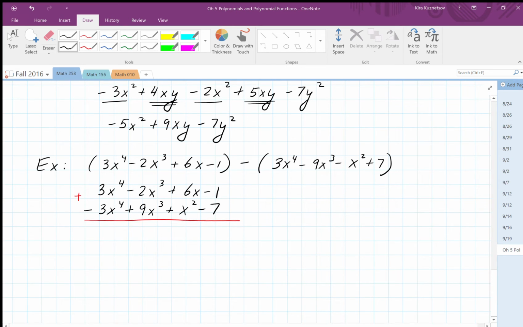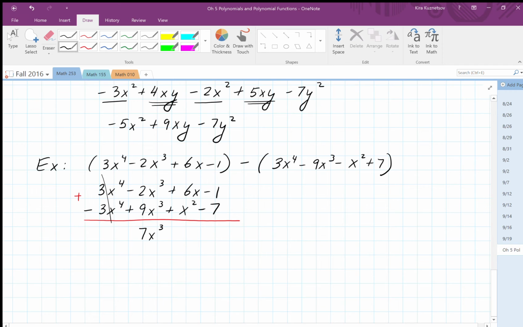Notice 3x to the power of 4 minus 3x to the power of 4, those will cancel each other out. Negative 2x cubed plus 9x cubed, you have a 7x cubed.